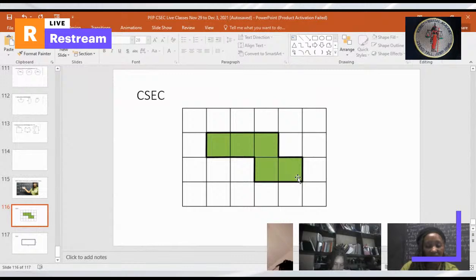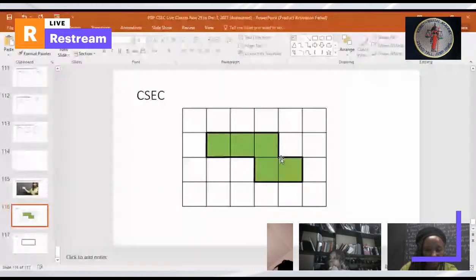So the area of the rectangle is the distance along the length of it, multiplied by the distance along the width. Focus on this little square here. Because it's a square, the length and the width are the same. So the area would be length times the length, or the side times the side.